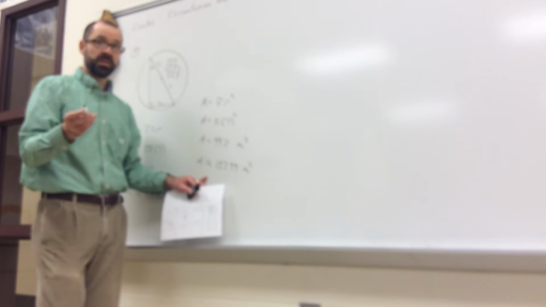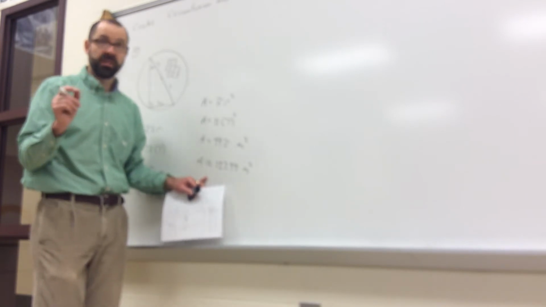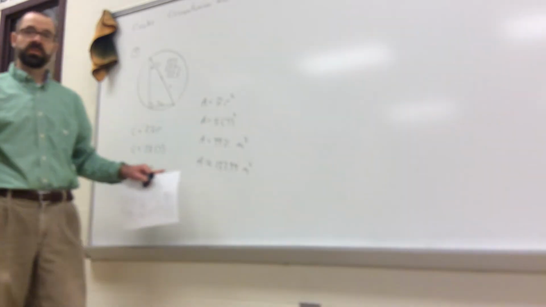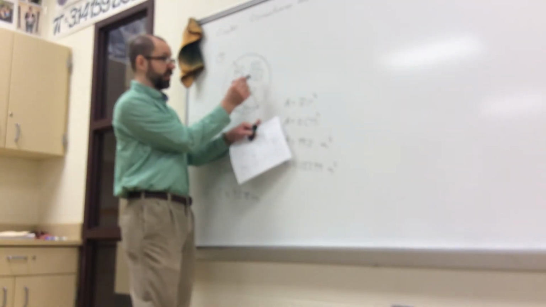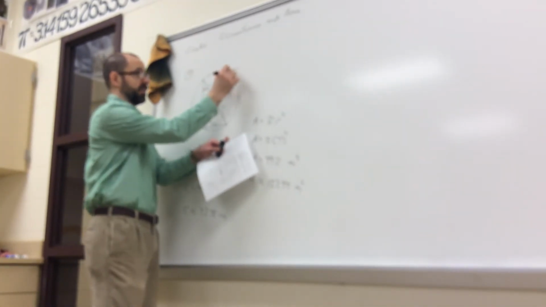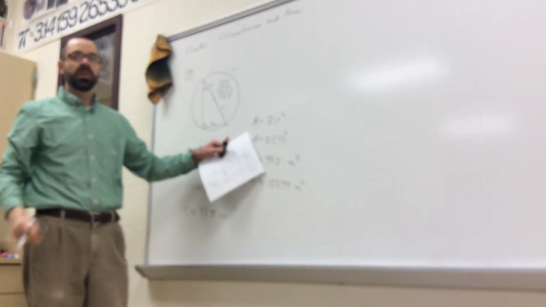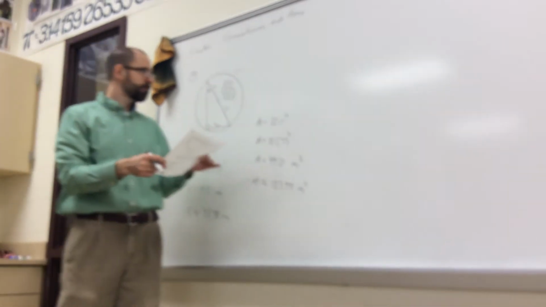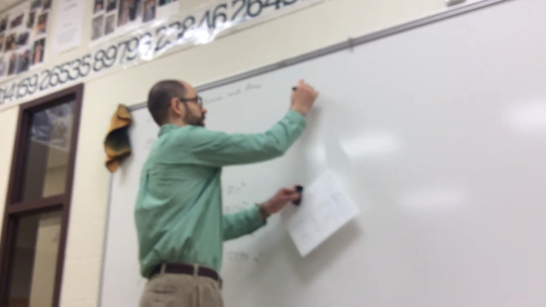Two things wrong. It's meters, and it's also square meters. Because when you're finding area, you're counting how many squares there are in there, not how many lines there are. A meter is just a line. Okay. Good. All right, moving on to number 10.